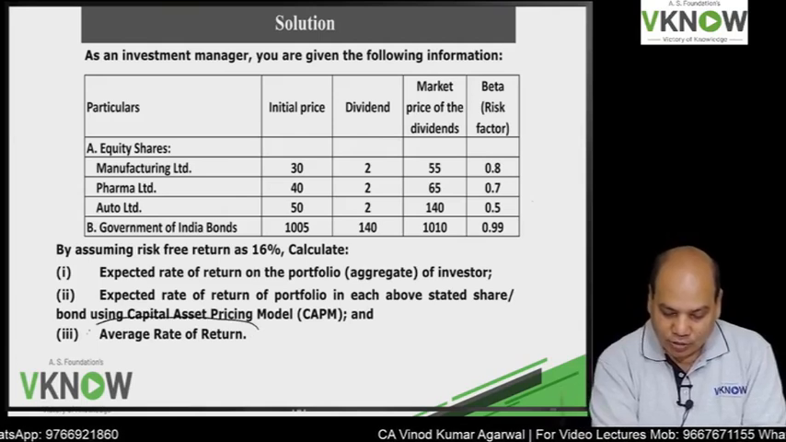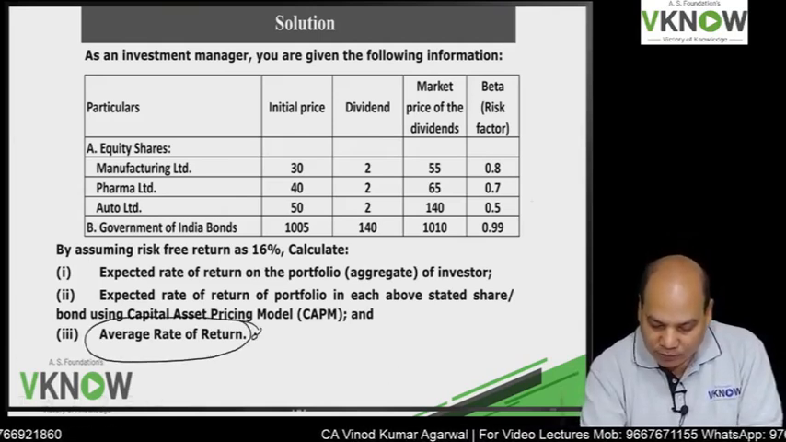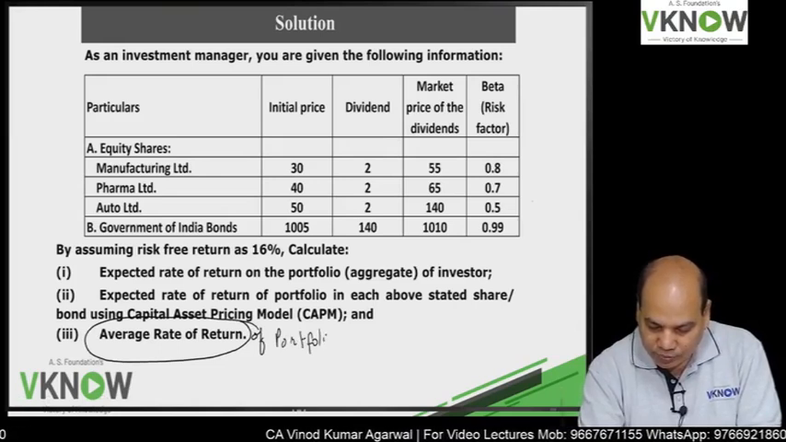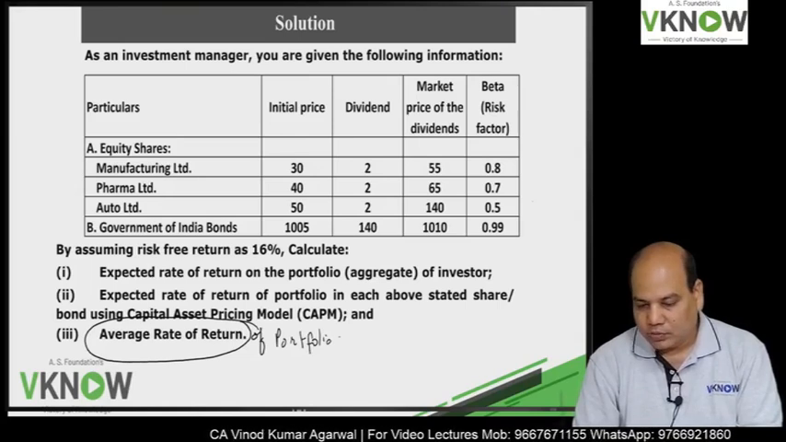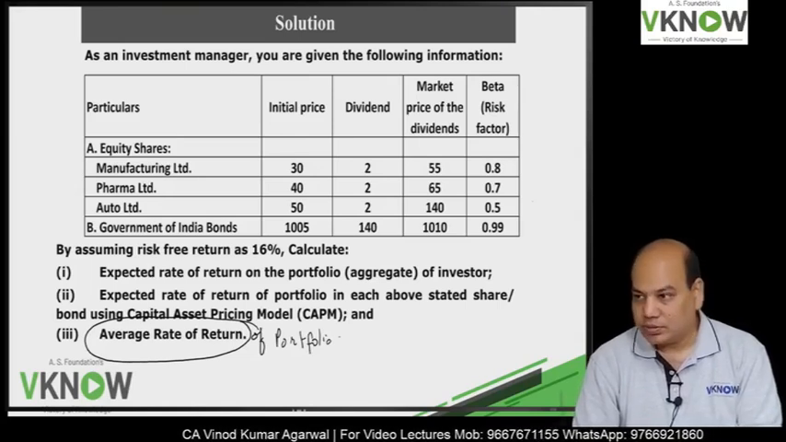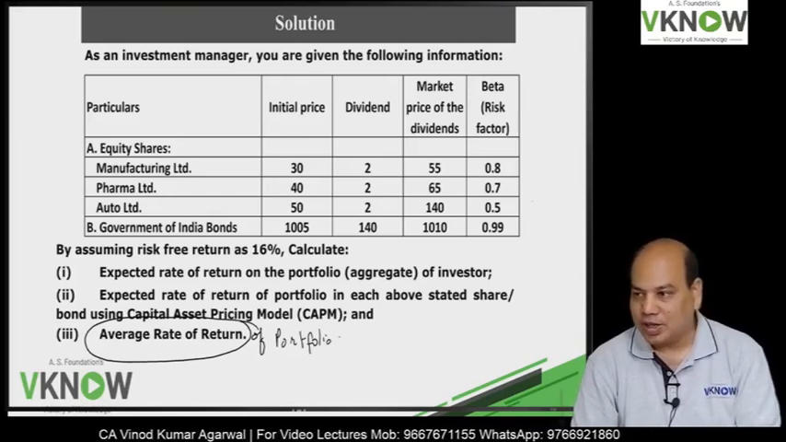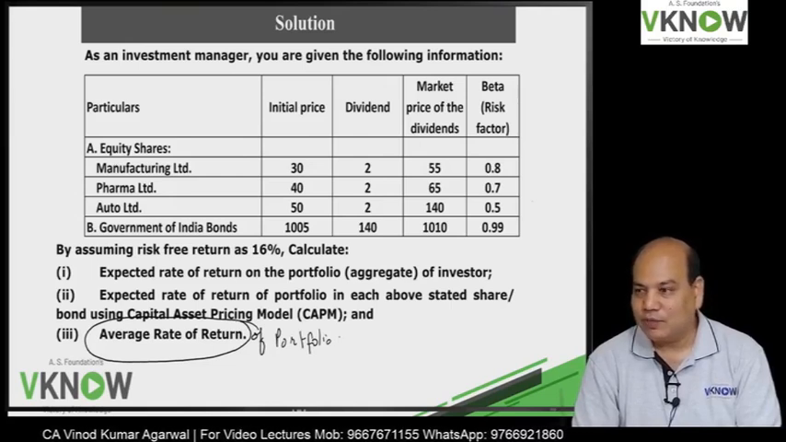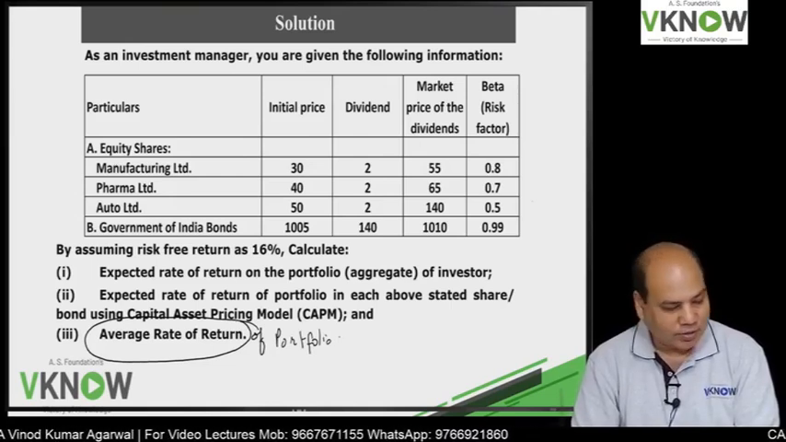And then you have to find out the average rate of return. This question they have not properly drafted. Average rate of return of the portfolio. This is one of the controversial questions. Okay. But then in the exam, which they have already asked 6 or 7 times, you can't write it is a controversial question. Hence, I refuse to answer this question. Kindly give me full 8 marks.